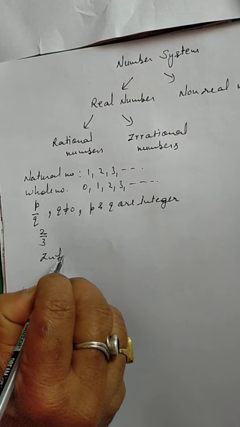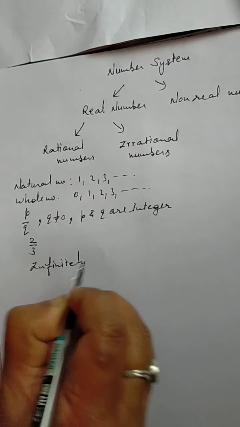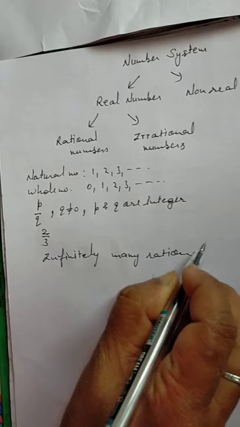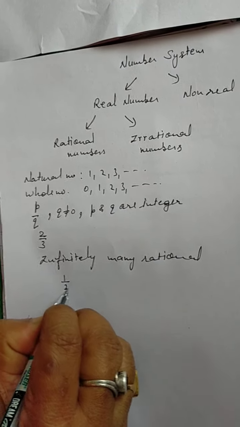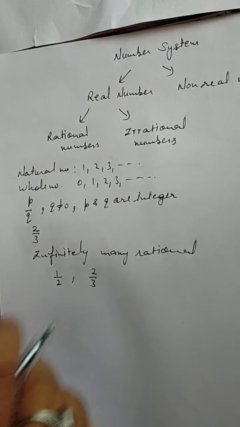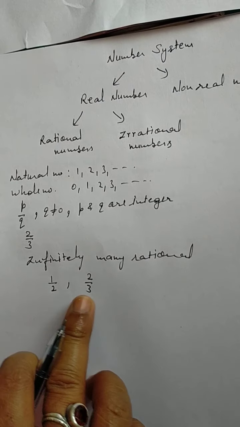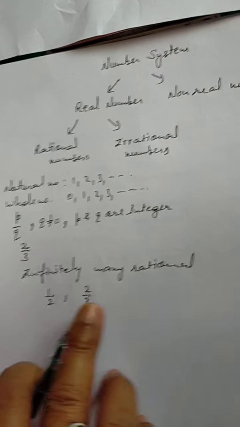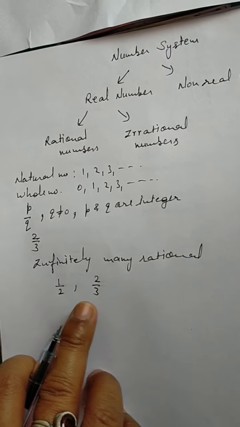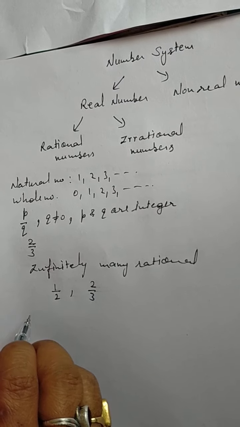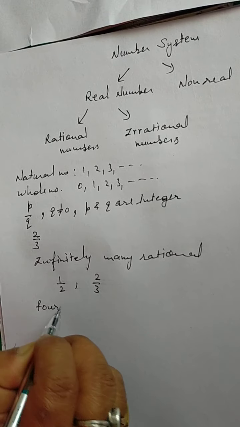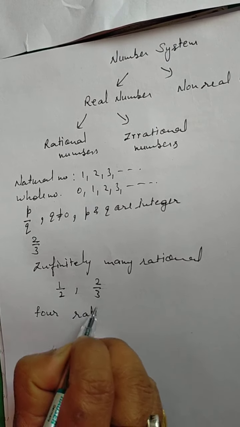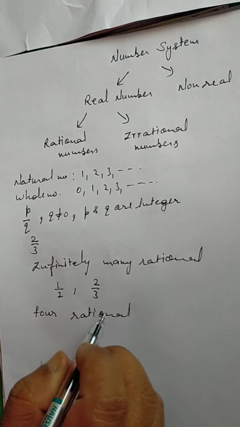There are infinitely many rational numbers possible. Suppose we have two rational numbers, 1 by 2 and 2 by 3. The question is how many rational numbers are possible between two rational numbers. So there are infinitely many rational numbers possible between these two. Suppose you have to find out any 4 rational numbers between 1 by 2 and 2 by 3.